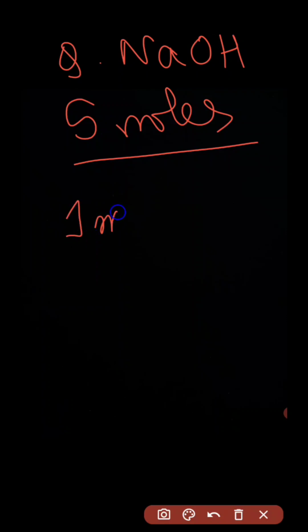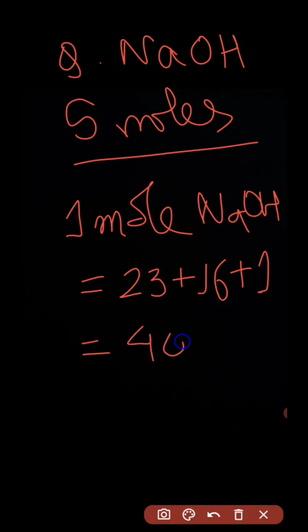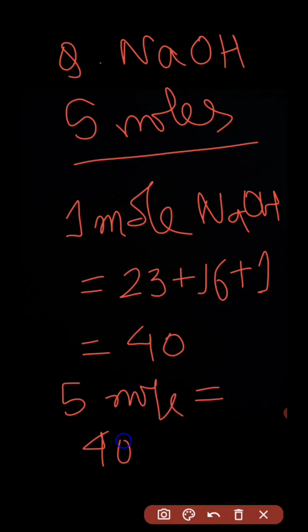Likewise, there is another question. Suppose sodium hydroxide: 5 moles of sodium hydroxide is equal to how many grams of sodium hydroxide? That can be obtained in the same manner. We know that 1 mole of sodium hydroxide is equal to its molecular mass. The molecular mass is sodium 23 plus oxygen 16 plus hydrogen 1, so it is 40, right? So 5 moles of sodium hydroxide is equal to 40 into 5, 200 grams.